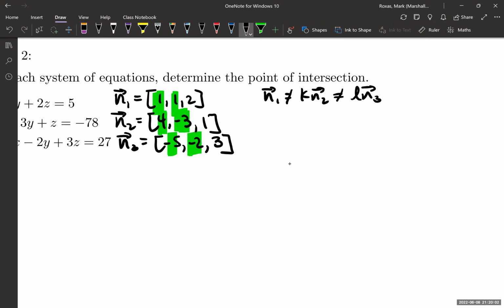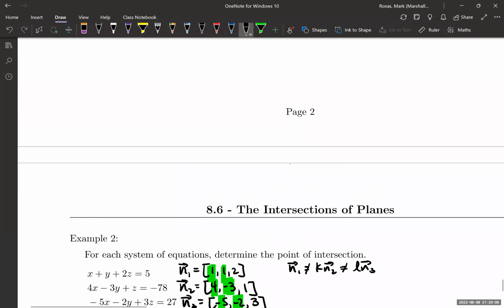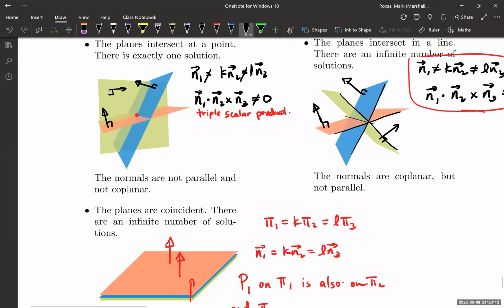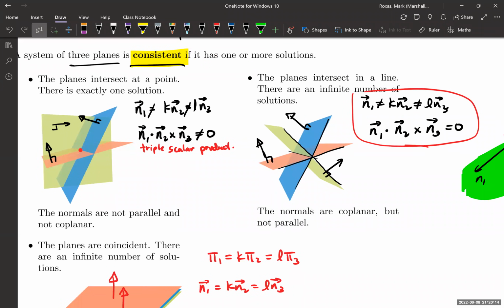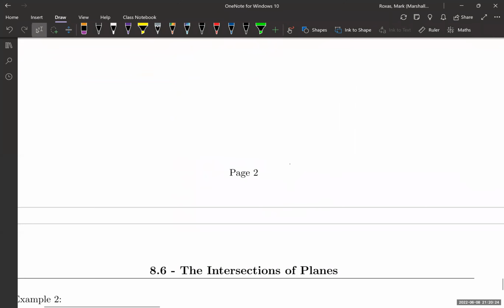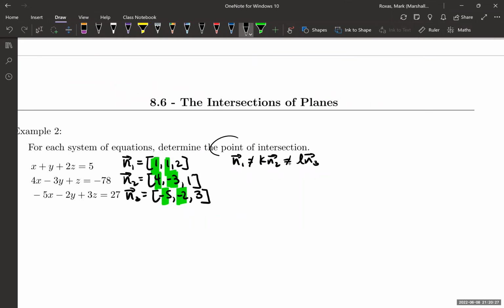What about the triple scalar product? Here's where you need to determine, are these normal vectors coplanar? If they are coplanar, then they could intersect at a line. If they're not coplanar, then they may intersect at a point. And the question says find the point of intersection. That clues you in a little bit, but you just want to make sure. You want to check, because the question could be determine the intersection, and it wasn't specifically saying a line or a point. So we're going to check.